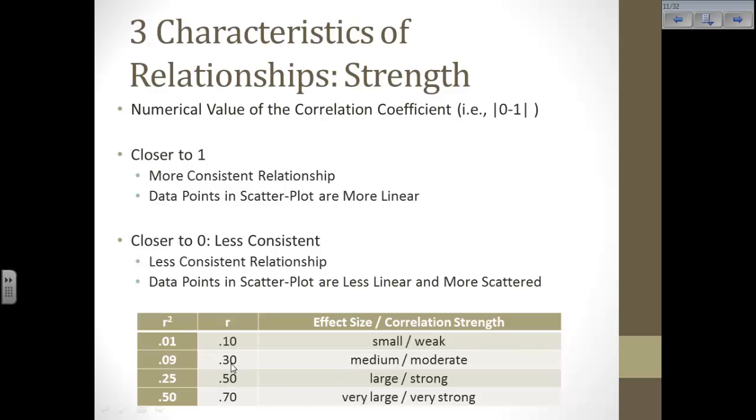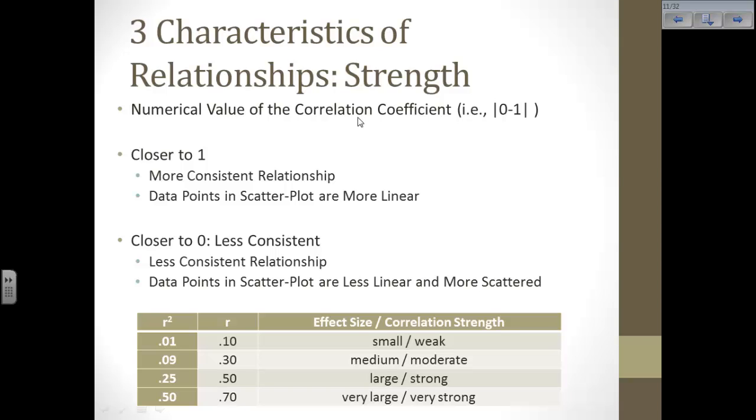If you calculate R and it's around 0.3, the square root of 0.09, we'd call that a moderate relationship. If you calculate R and you get 0.50 or around 0.50, that's a strong relationship. And around 0.70 to 1, very strong. Keep in mind, these are absolute values. This is just the numeric value of the correlation coefficient.